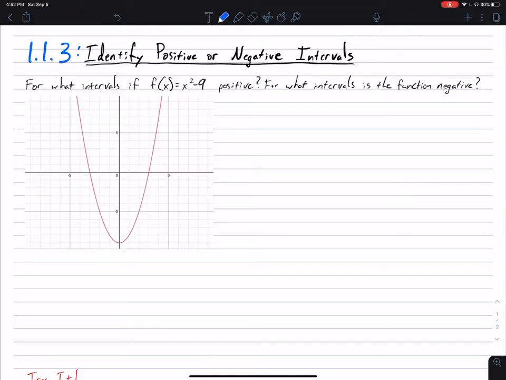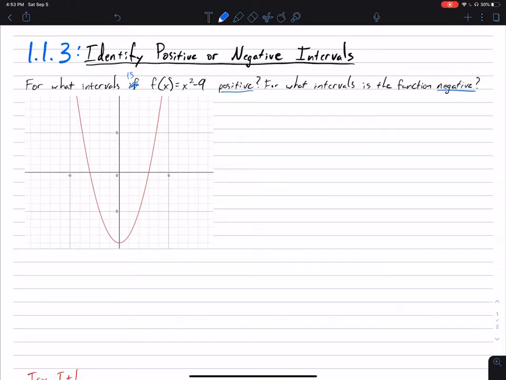In this video, we're going to look at section 1, example 3, identify positive or negative intervals. So the question is, for what intervals is f of x equal x squared minus 9 positive? For what intervals is the function negative? So we're looking for positive and negative.